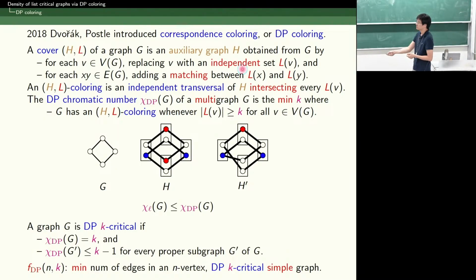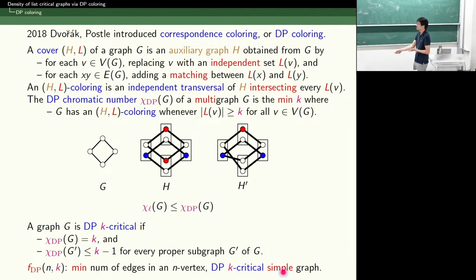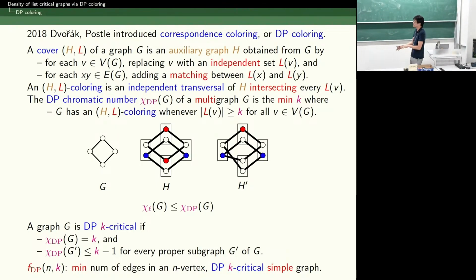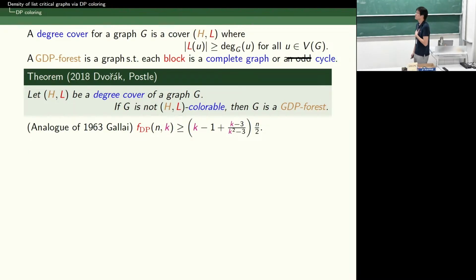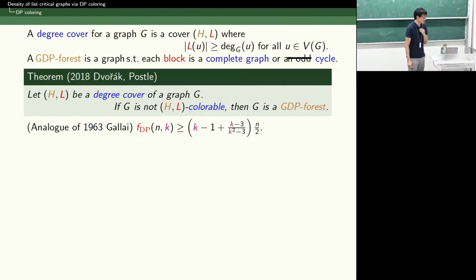But nonetheless, what's our goal? Our goal is to find this density for critical graphs for DP coloring. So we decided to use this definition for simple graphs. Okay, so I hope that makes sense. Right. And then the story repeats itself.